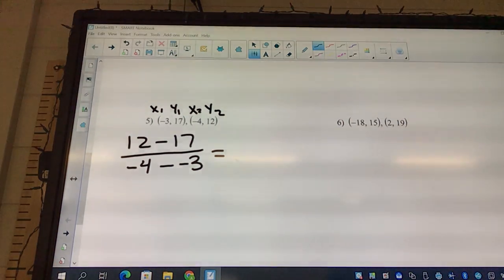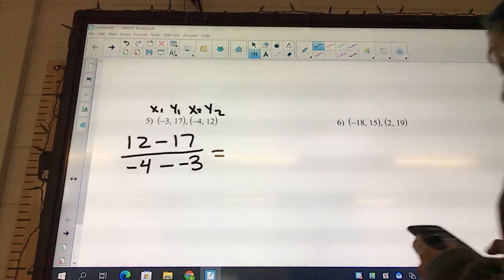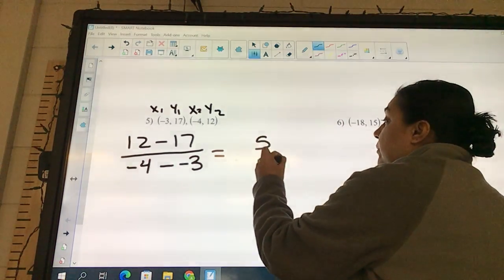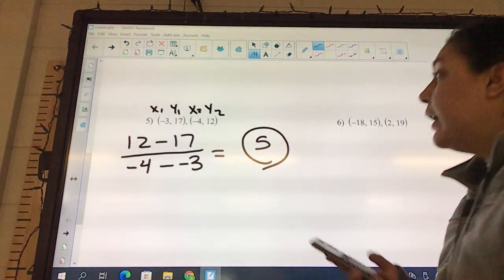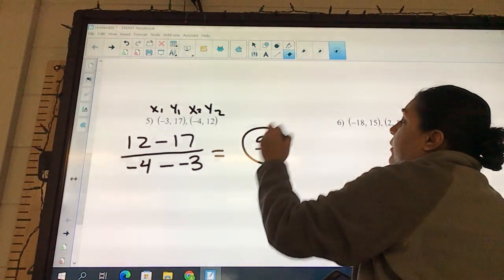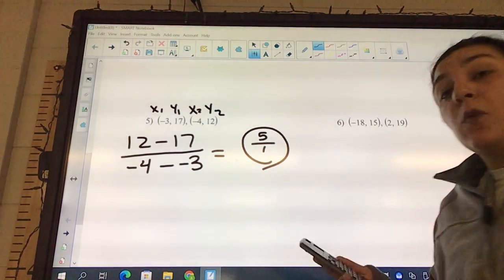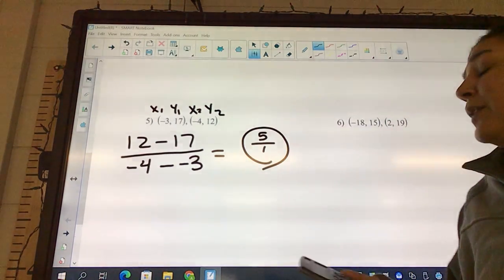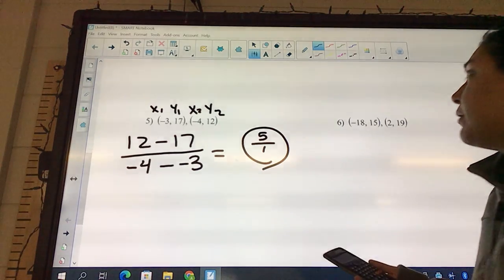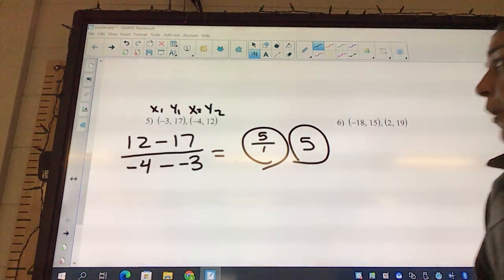Okay, take a second and type that in the calculator. So 12 minus 17, and then negative 4 minus negative 3. You should get 5. Okay? And that's okay. Sometimes you're going to get a whole number. And 5, when we're doing it with the graph, if you really want to, 5 is really 5 over 1, because 1 does not change anything. But typically you don't write a number like that. You just write 5. So if you write 5 or 5 over 1, those are both right, okay?